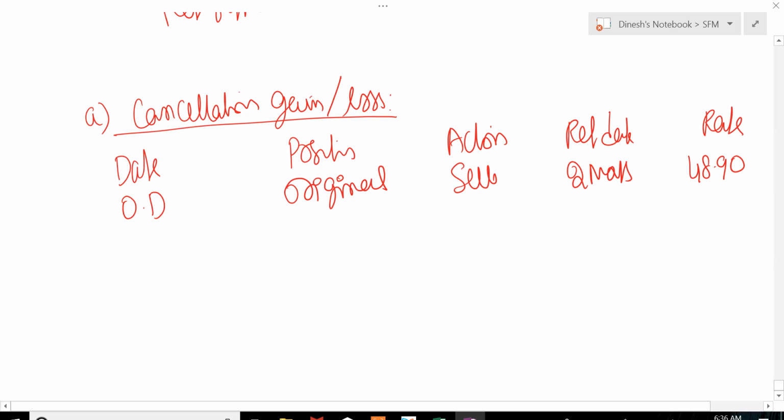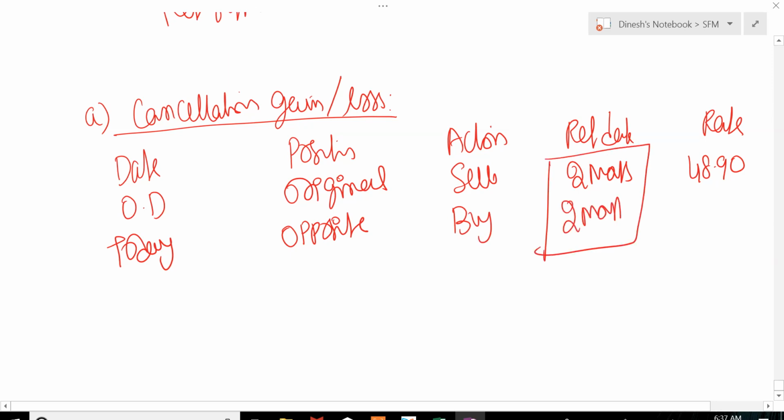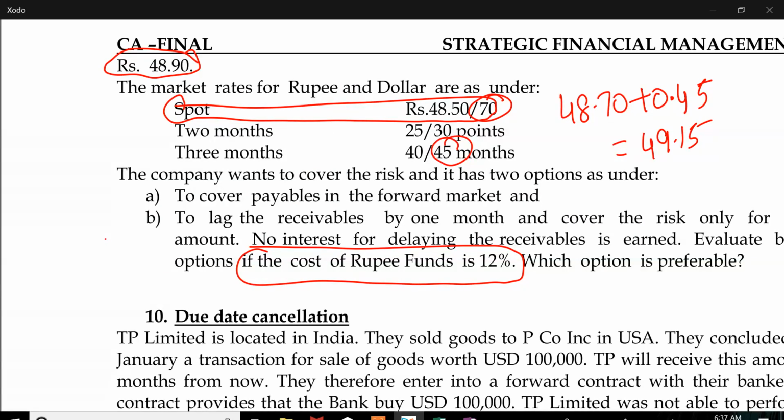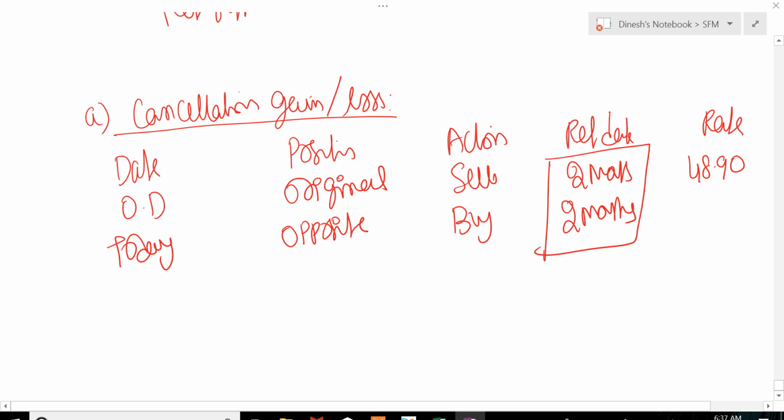Now I have to cancel this. Cancellation is today. Position is called opposite. Action will be buy. Most important thing, these two have to match. What is the 2 months buy rate today? That's the requirement. Read it and tell me. How much? 48.70 plus 0.30, that is 49. What is the 2 months buy rate today?